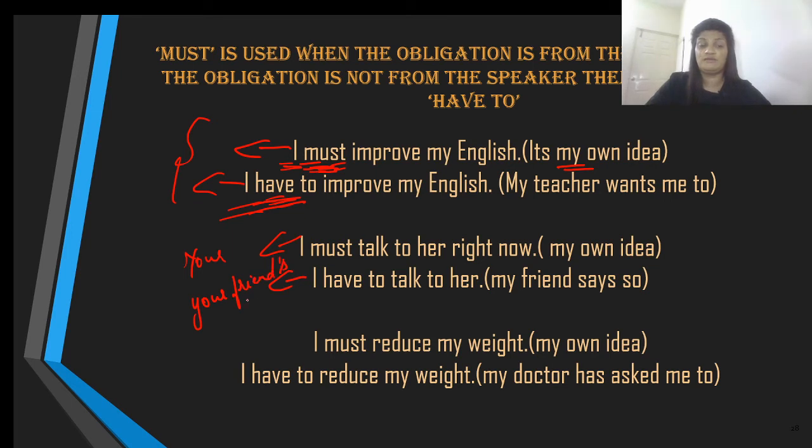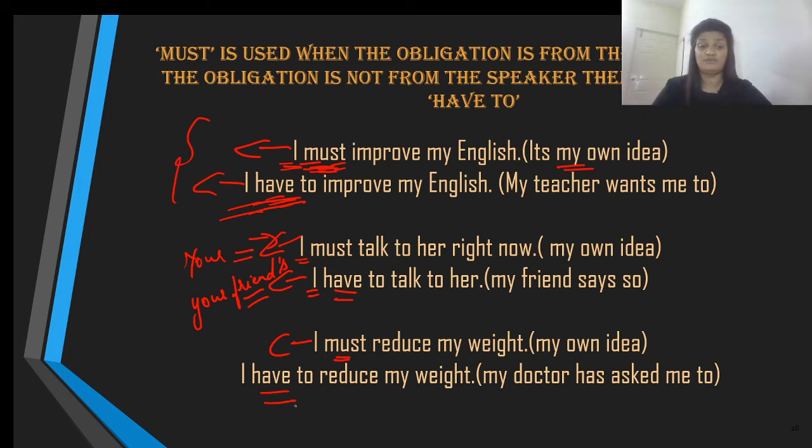So here, this is external force and this is from the speaker himself. That is, I is the speaker. And here, "I have to" means you don't want to do it, but then your friend suggested doing it. That's why you are expressing it. Similarly, I must reduce my weight. It's my own idea. I feel I have put on my weight. That's why I think I must reduce my weight.